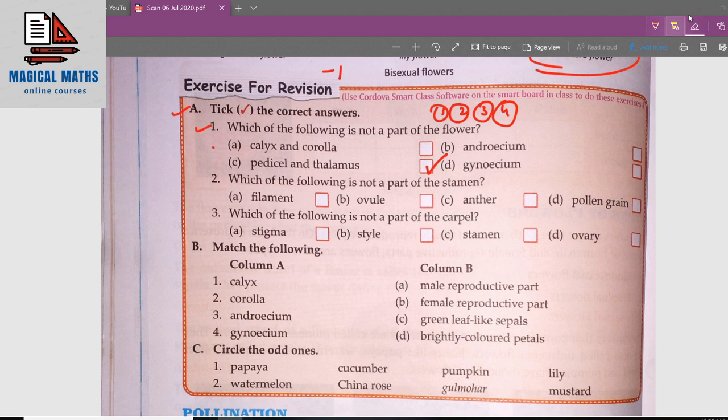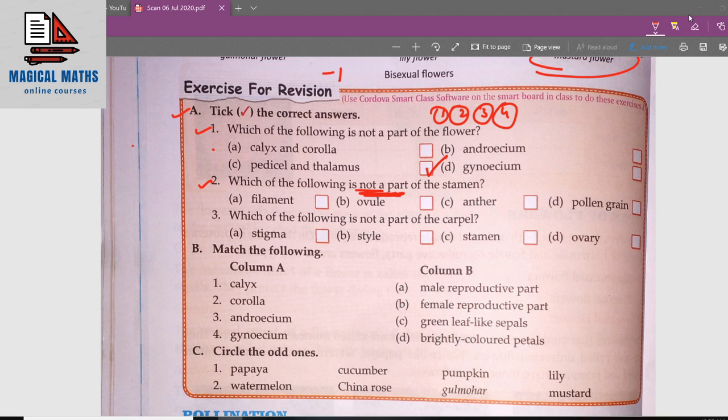Now let's read the next question, which says, which of the following is not a part of stamen? You remember this kind of structure that I have told you. The upper part was called anther and this part is called filament. I have told this in the previous video. Remember, stamen is the male reproductive part of a flower.